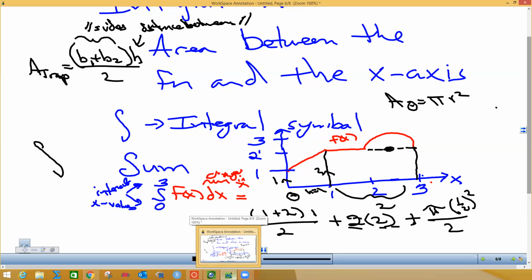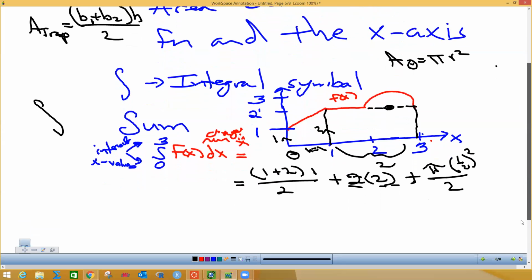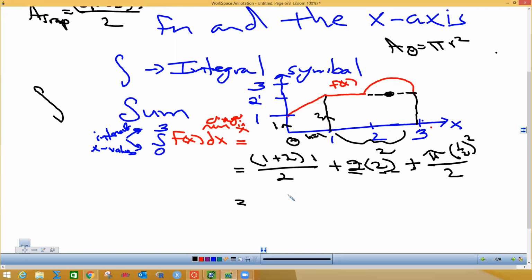It's a semicircle. Now, if this problem is on your test, it's probably going to be a multiple choice problem, and you're probably going to have to simplify. So this would be 3/2 plus 4 plus 1/4 pi divided by 2 over 1. So you have to flip that 2 over 1 upside down. So this would be 3/2 plus 4 plus pi eighths.